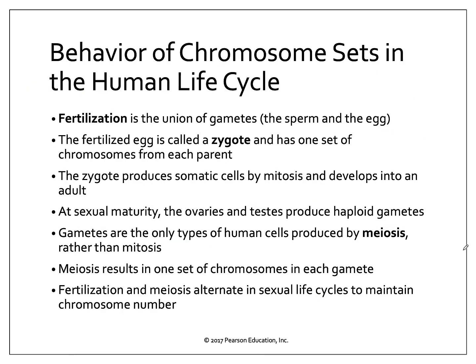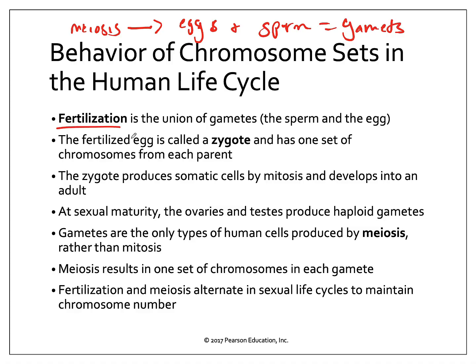So let's talk a little bit about the reproductive life cycles. So hopefully you're familiar with the human life cycle and how that happens. So what happens first is we're going to go through meiosis, and we're going to form eggs and sperm. These are our gametes. In the process of forming the next generation, so if you were going to have a baby, you would go through fertilization.